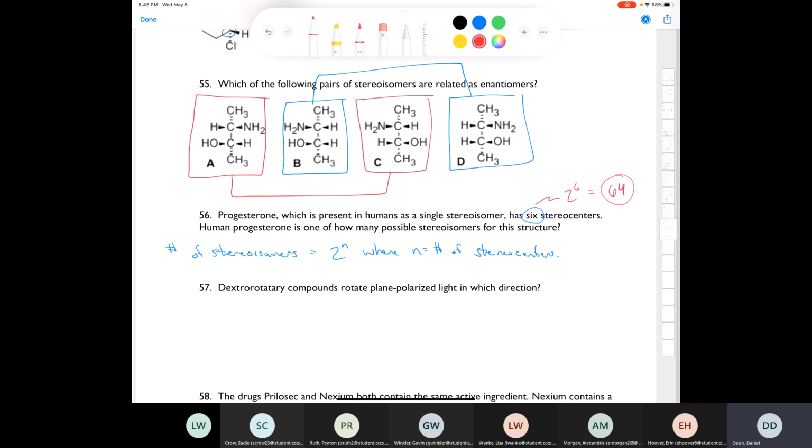stereoisomers. The reason I put that in here is, you think about it, you got this cholesterol derivative, which has 6 stereocenters, a possible 64 stereoisomers, and you only end up making 1 in the human body. It's pretty remarkable when you think about it.